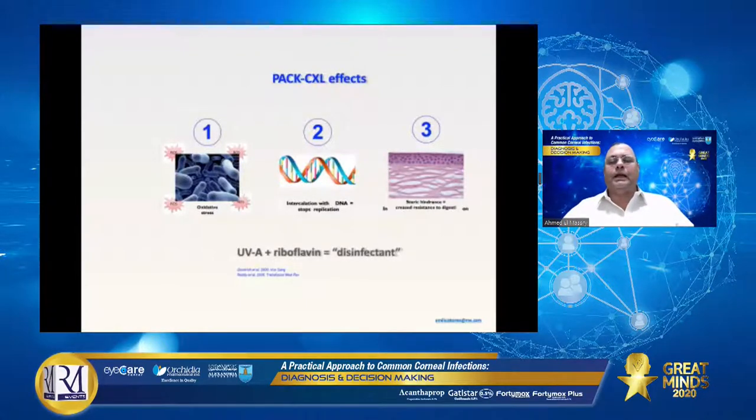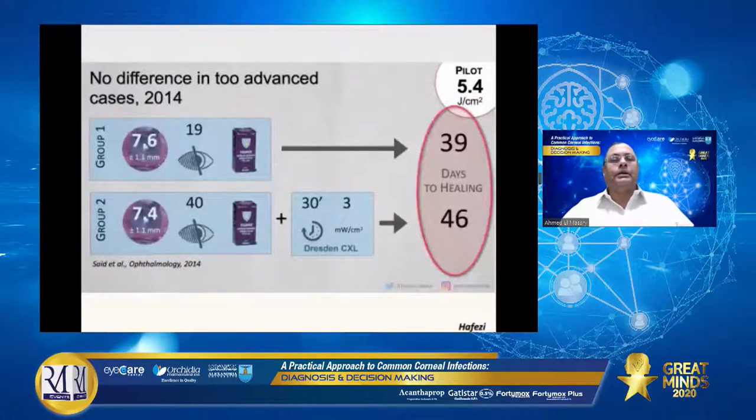So both of them act as a disinfectant. But it has a limit, because if we leave the patient for the advanced cases, which are nearly melting the cornea, there is no difference between the PEC cross-linking and the antimicrobial treatment for these cases. And thus, the most important message: please do cross-linking as early as you can if there is no response of infection, or if there is no response to antibiotic within 2 or 3 days.